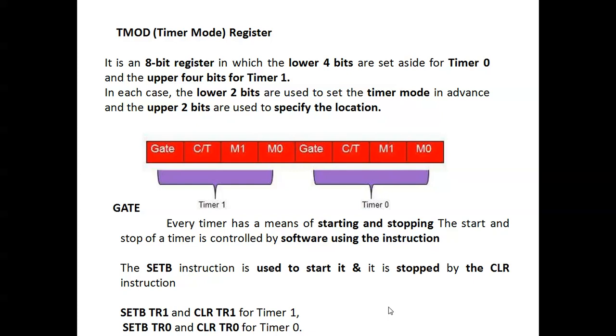So SETB TR1 starts timer 1, and CLR TR1 stops timer 1. Similarly, SETB TR0 and CLR TR0 are for timer 0. There are two instructions for timer 1, and another two instructions for timer 0.